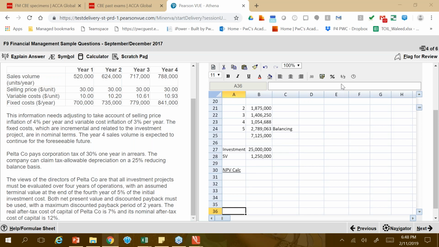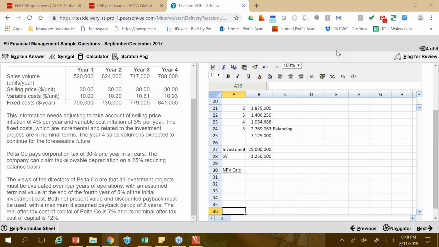The question here is, can you please tell why we started depreciation tax working from year 2? Because the tax timing in the question is in arrears. So in arrears means year 2, 3, 4, 5. So it's a 4-year project from year 1 to 4. Tax timing is from year 2 to 5.